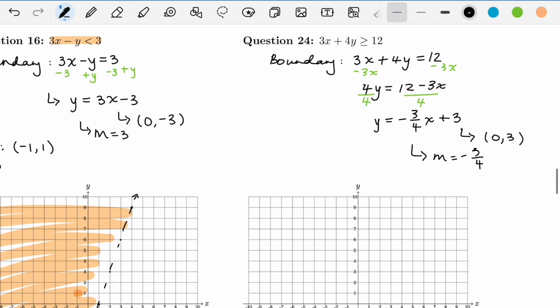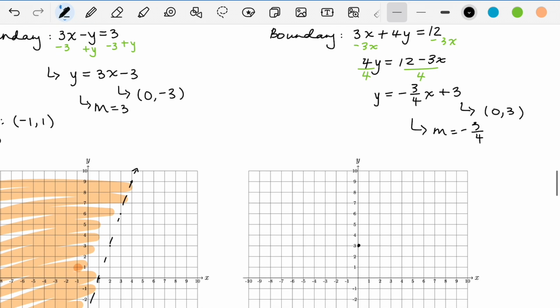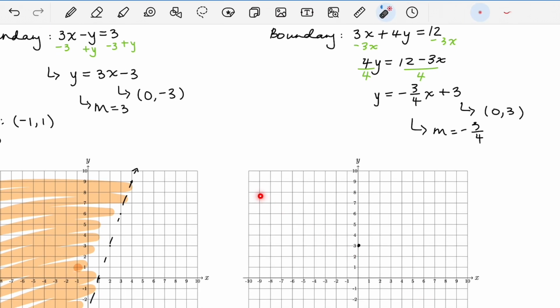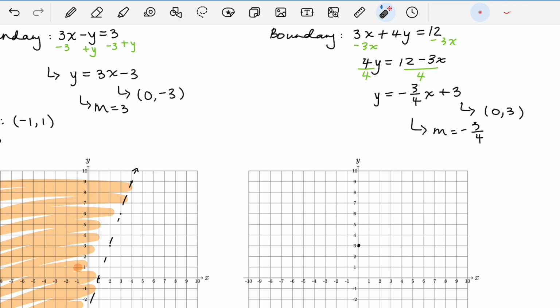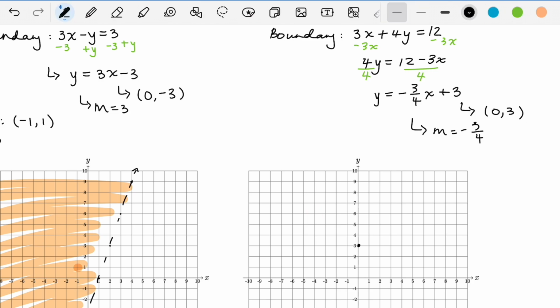All right, so let's plot this. So 0, 3 is our y-intercept, and since our slope is negative, our graph's going to face this way, right? In the last example, this was a positive slope, so it was facing that way. Now to graph this, we're going to graph more points. So we know we're going to go up 3, and then we're going to go left 4. Since this is negative, we're moving in this direction. So up 3, left 4, that'll be a point on our line here. So let's plot that.